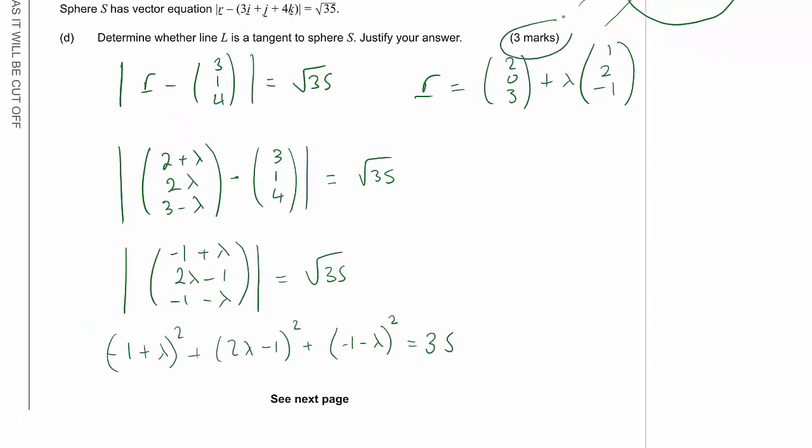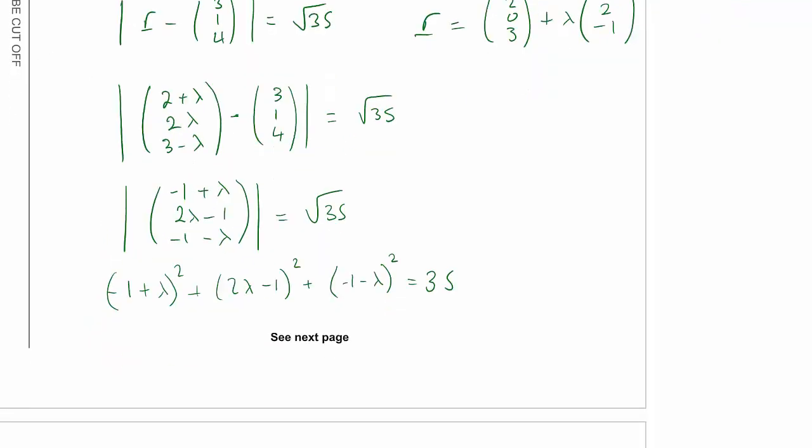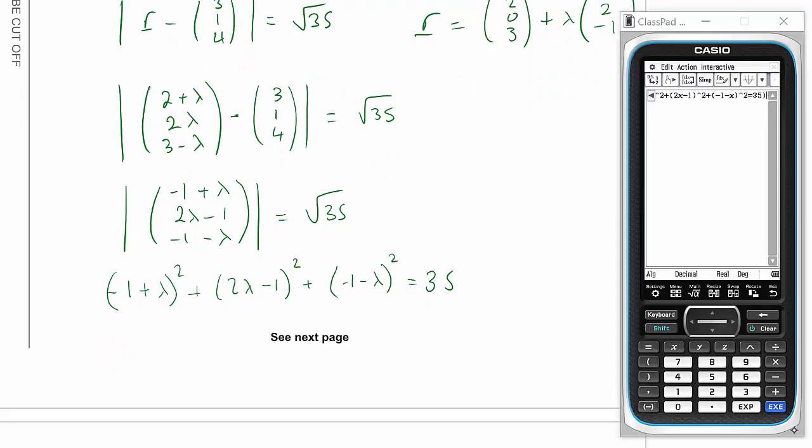Now this is only 3 marks, so I'm going to solve this on the CAS. So I've typed all of that into my ClassPad, and if I execute, I can see there's 2 solutions. So we get lambda is equal to negative 2 or 2 2/3. So it's not a tangent.